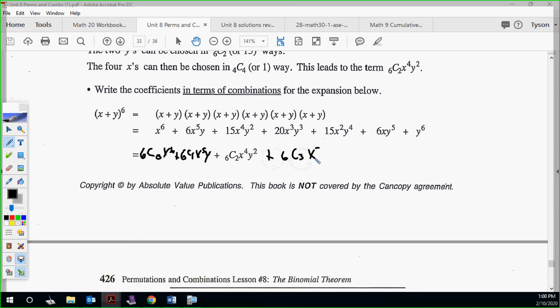6c3 x3y3, 6c4 x2y4, 6c5 x1, you can write x1, you don't have to, y5, and then lastly 6c6 y6. Anybody want to take a shot at looking at that and seeing if you notice a pattern with the x and the y's compared to the combinations?